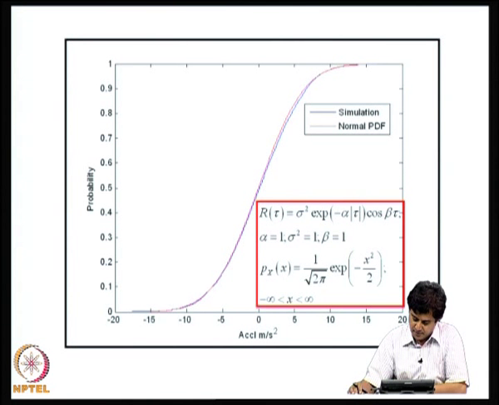This is an example where the covariance function is an exponentially decaying harmonic with certain parameters displayed here, and the target density function is Gaussian. What is shown here are the results on the probability distribution function. Blue is the simulation, red is the normal, which is the target, just as an illustration.